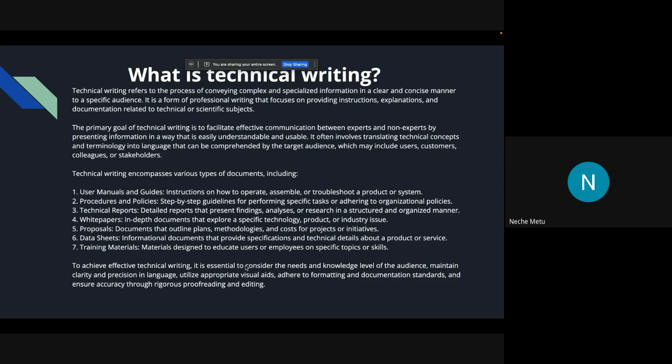So what is the primary goal of technical writing? The primary goal of technical writing is to facilitate effective communication between experts and non-experts, by presenting the information in a way that is easily understandable and usable. Like I said when I was defining technical writing, it's important that you're actually conveying your message. Most of the things we use daily in our homes, whether systems or machines, if you go back and see the complex process involved in production, we'll get confused.